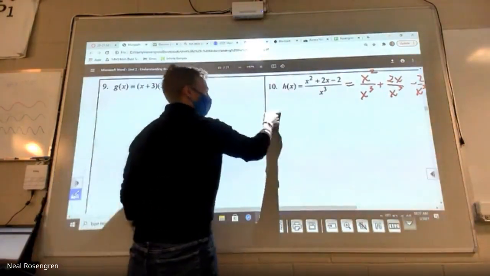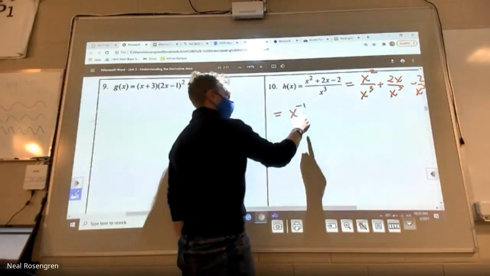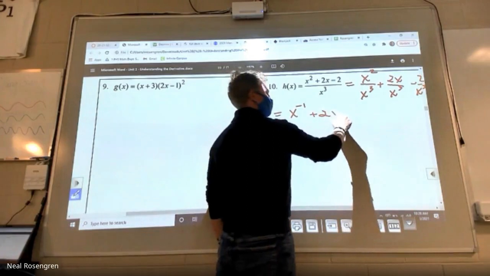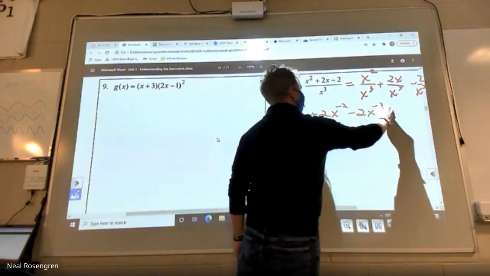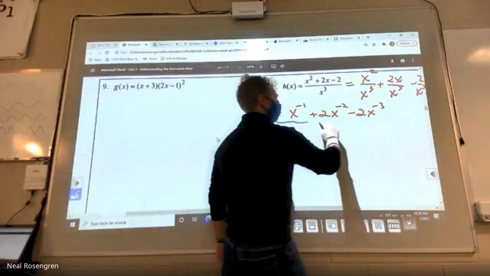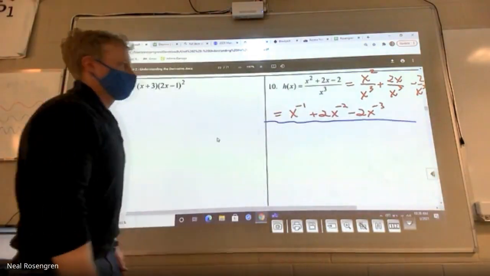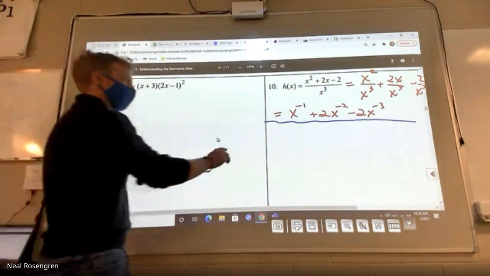So when we rewrite this function, still h of x here, minus 1, plus 2x to the negative second, minus 2x to the negative. There we go. That's h of x. Okay, now here comes h.